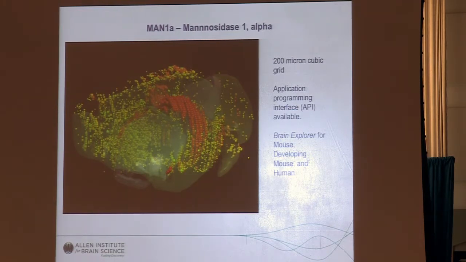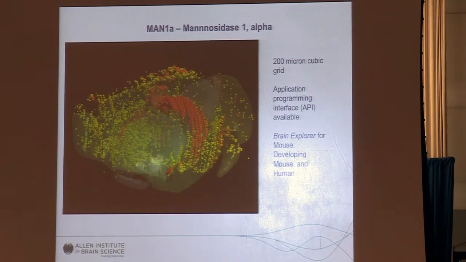This is showing a 200 micron grid level. A sphere here does not mean a cell; it means a pooled value of gene expression in that voxel. Every sphere corresponds to the gene expression in some little voxel of 200 microns on a side. We can see this Mao A gene, and we can see that reddish band, which is actually the hippocampal structure in 3D. Any gene or multiple genes can be viewed.